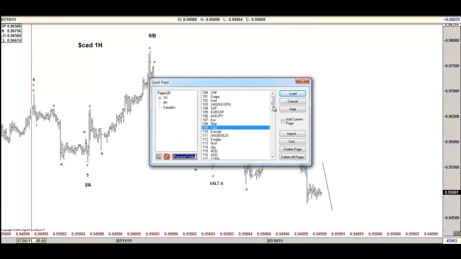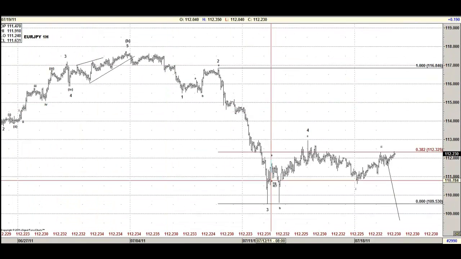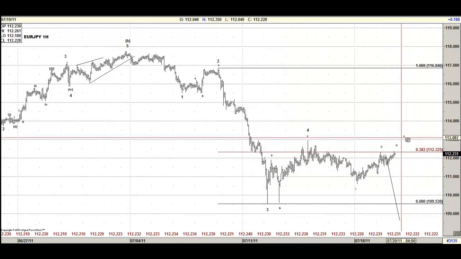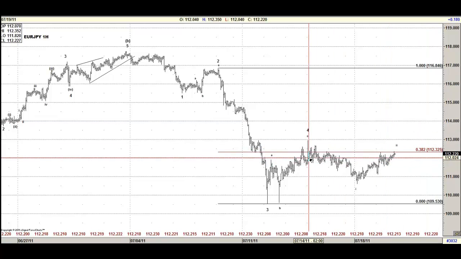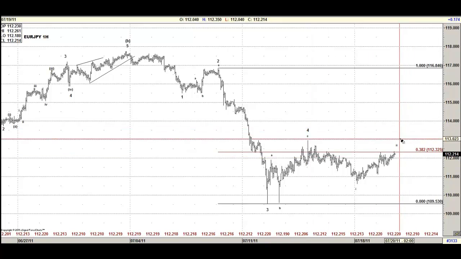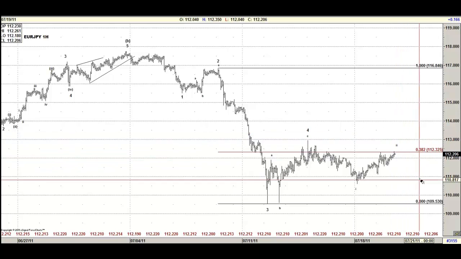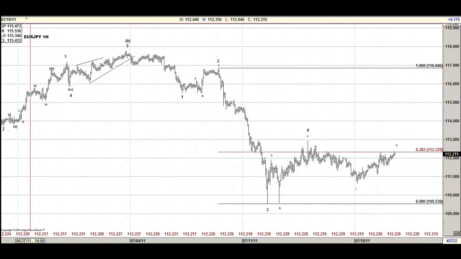What else? The euro yen, it's been a week already since the move, and it's been sideways. We're expecting the euro yen to either break higher or break lower. A new high in the euro yen above 112.94 is going to make 5 waves, and consequently a bullish count, with this being the low.